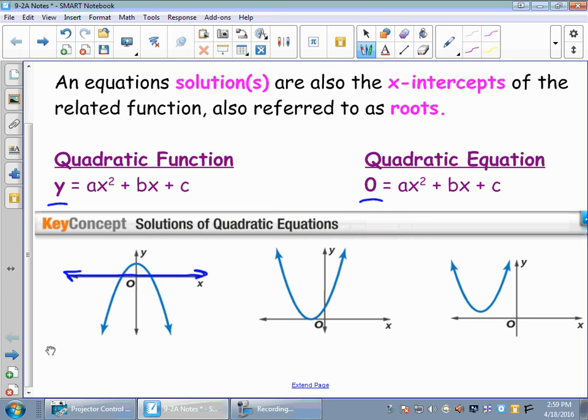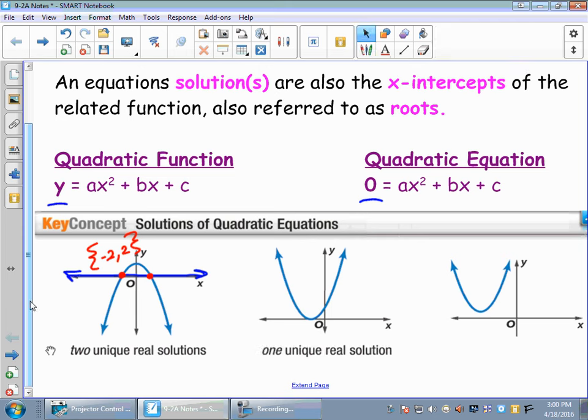In these 3 pictures down below, we have 3 options. We have the option of 2 unique solutions, and my 2 solutions here are the 2 x-intercepts of your graph. This graph crosses the x-axis at 2 spots, so the solutions would be, maybe in this case, -2 and +2. I really don't know where those numbers are, but let's say it's -2 and +2. Those are the solutions, those are the answers.